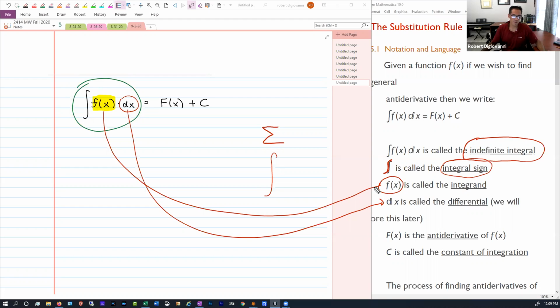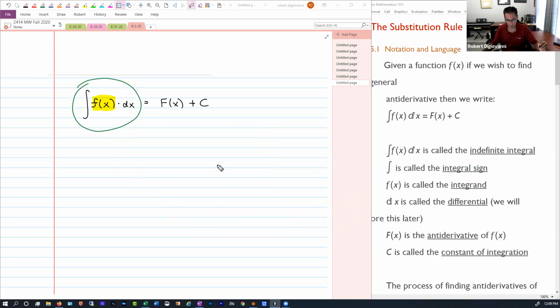Here's a way you can look at it. Another way you can look at it. Let me clear all this out of here. Okay, go back. So here's a way I want you to think about it. If I ask you to go back to Cal 1, if I ask you to take the derivative of x squared, right?